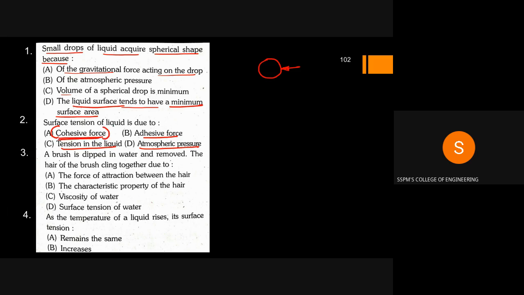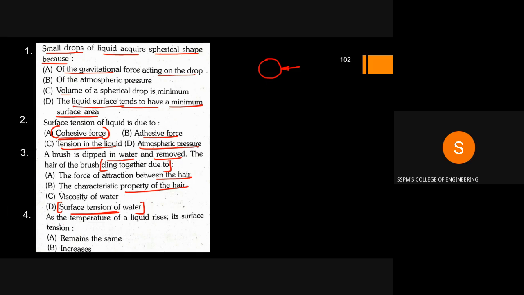Okay. Third is: a brush is dipped in the water and removed. The hair of the brush cling together due to: first, the force of attraction between the hair; second, the characteristic property of the hair, viscosity of the water, and surface tension of the water. Okay. Cling means they stick together when we dip the brush in the water. The reason is the surface tension of the water.